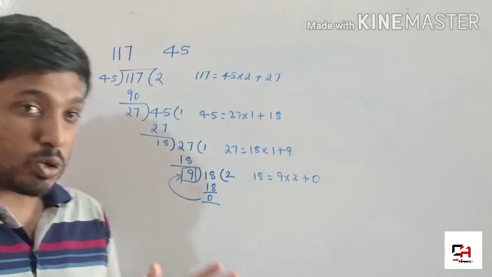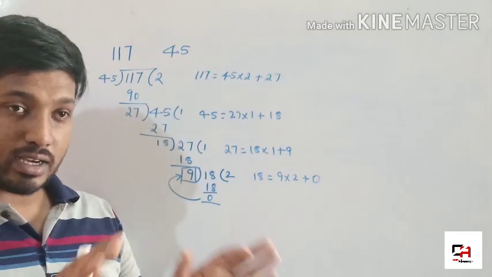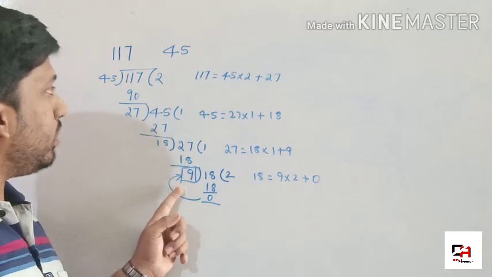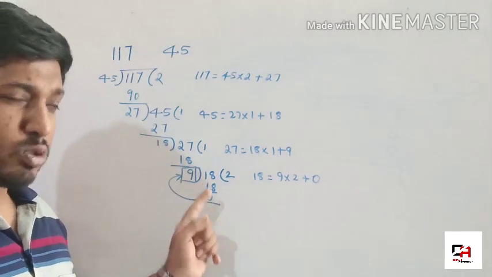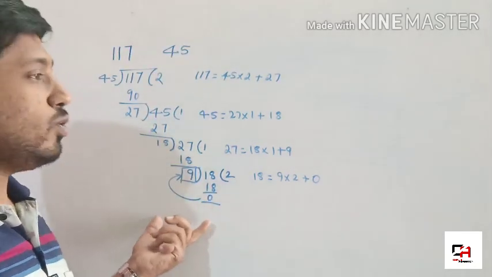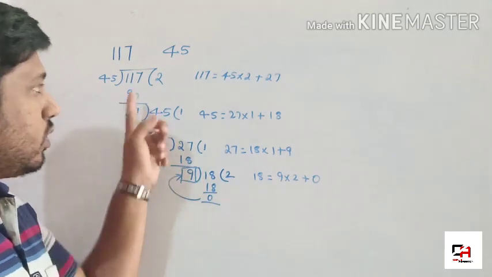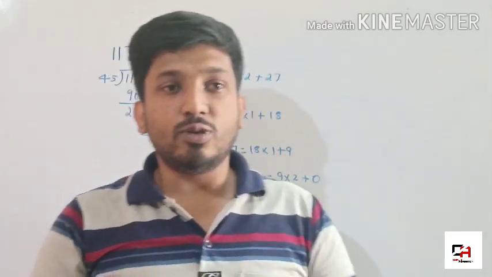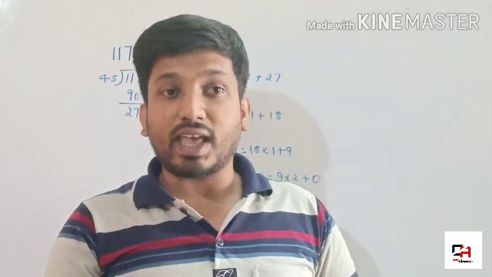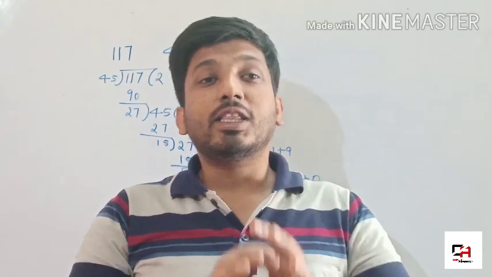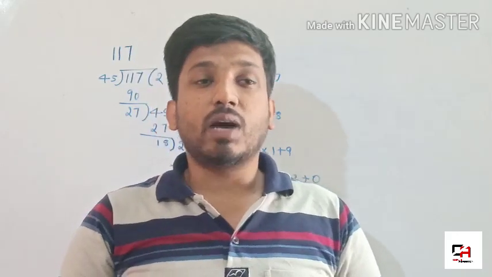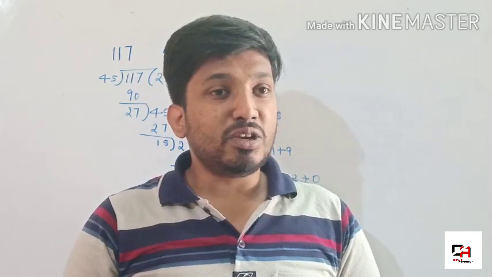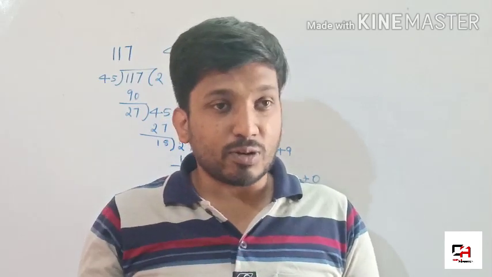9 is the HCF for 117 and 45. Whatever the method, I showed you through the activity also. So dividing the rectangle into different squares, the same 9 will be obtained, or by repetitive subtraction. Those are the old methods, but this is the Euclid's division algorithm method used to find the HCF. So I hope you enjoyed finding the HCF using Euclid's division algorithm method and the activity which I did.